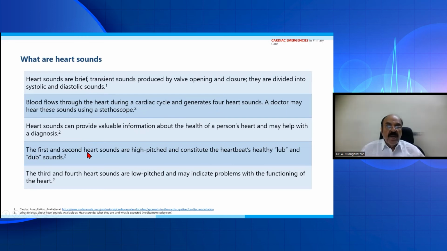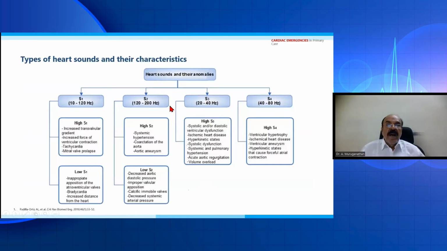The first and second heart sounds are high-pitched and constitute the heartbeat's healthy lub and dub sounds. The third and fourth heart sounds are low-pitched and may indicate problems with the functioning of the heart. We call it gallop rhythm. So, heart sounds and their anomalies.